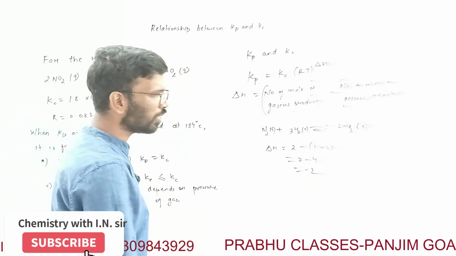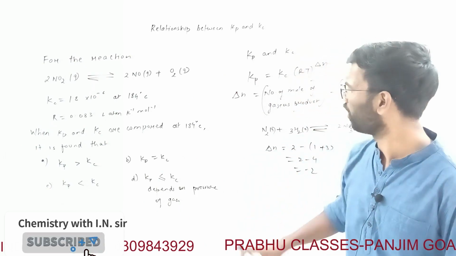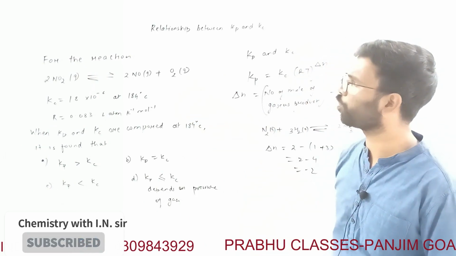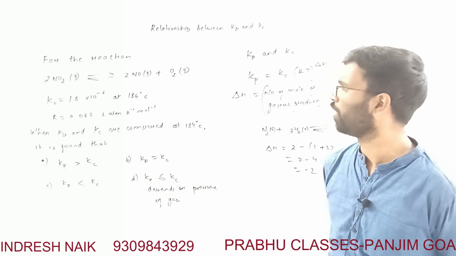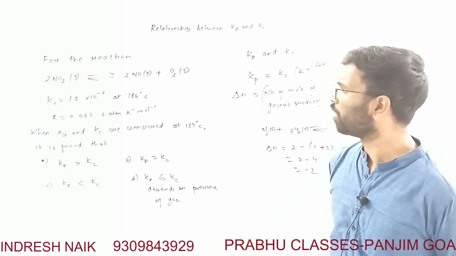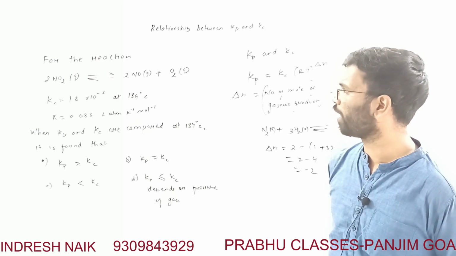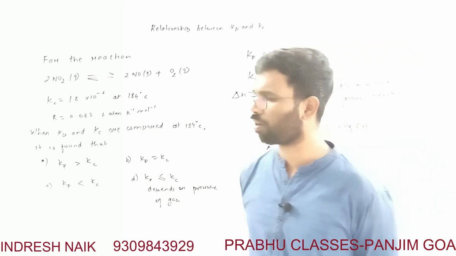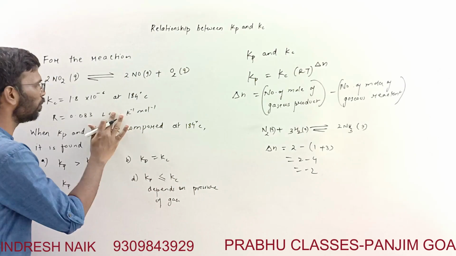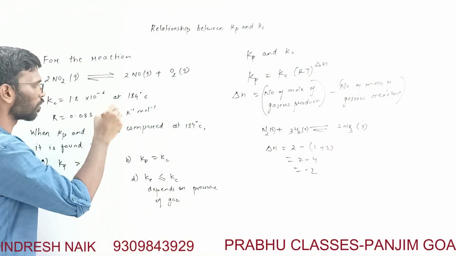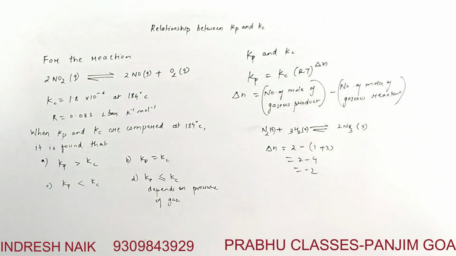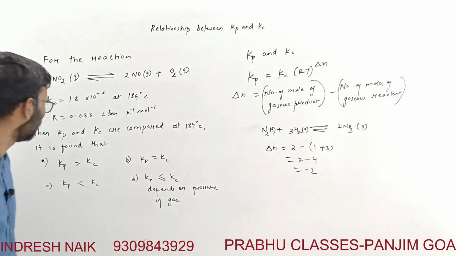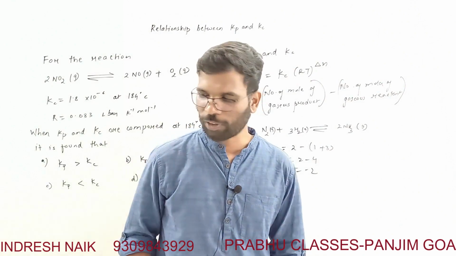So based on this, there is one question. Nothing much about this, but there is a question. A reaction is given. For the reaction, the Kc value is given. R is equal to 0.083 liter bar per Kelvin per mole. And Kp and Kc are compared at 184 degrees Celsius. Which of the options is correct?